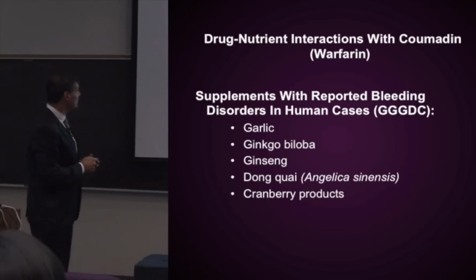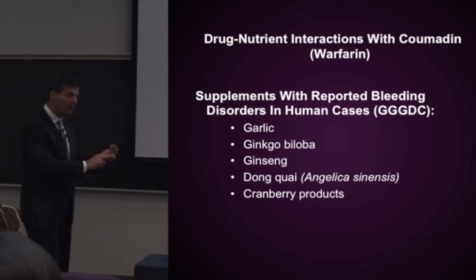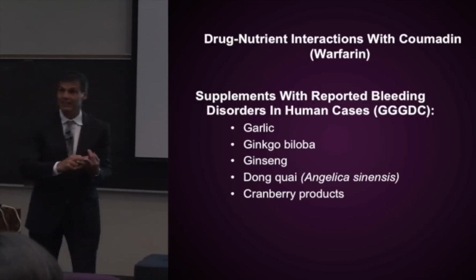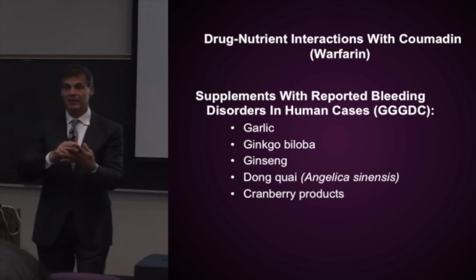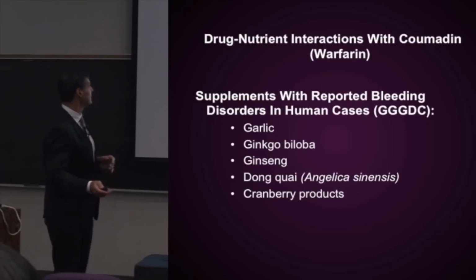So notice that it's just simply the 3 G's, D and C. Remember, DC is like doctor of chiropractic, so that'll be easy for you. So garlic, ginkgo, ginseng, and then remember the DC, Dong quai and cranberry. And you'll be able to memorize that list very easily.